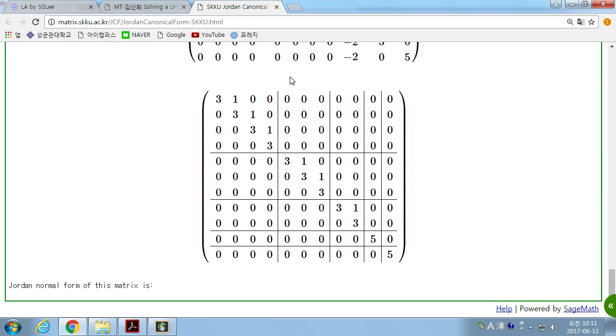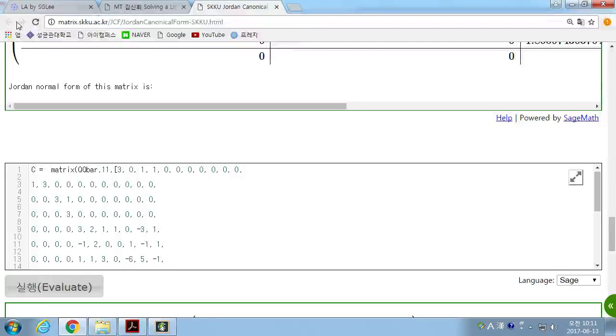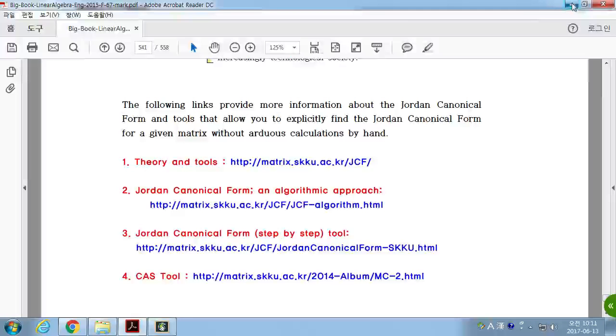Each linearly independent eigenvector corresponds to one of these columns. Then we find the generalized eigenvectors: 3 generalized eigenvectors from here, 2 generalized eigenvectors from here, and 1 generalized eigenvector from here, to find the whole 9 linearly independent vectors that form a matrix Q that makes Q inverse AQ equal to a Jordan canonical form. You use those commands, and that will help you.